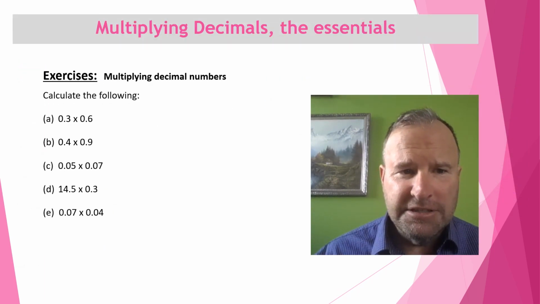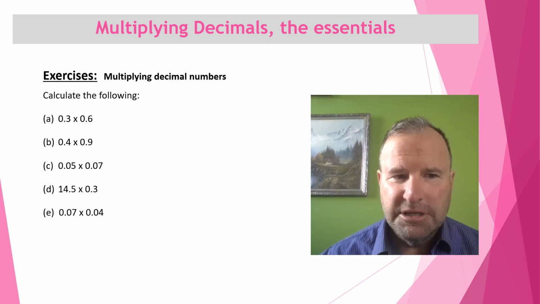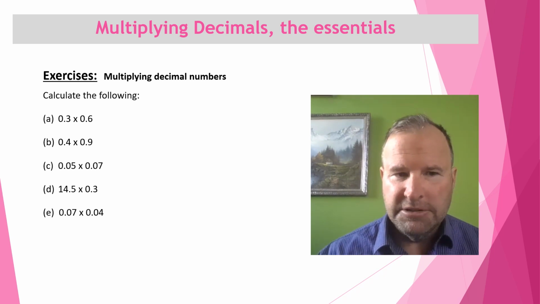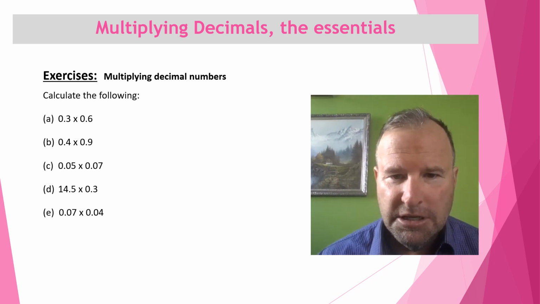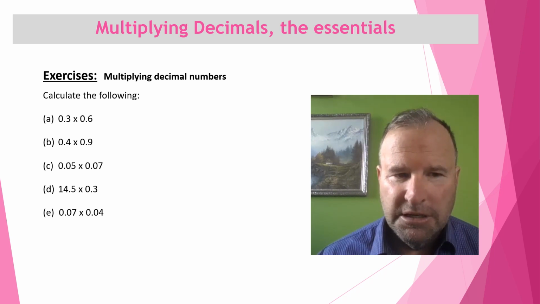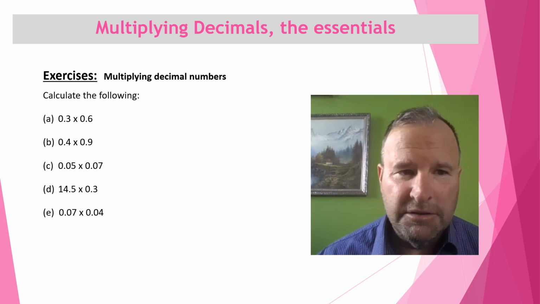Okay, here are the exercises I'd like you to do. Calculate the following: A, 0.3 times 0.6; B, 0.4 times 9; C, 0.05 times 0.07; D, 14.5 times 0.3; and E, 0.07 times 0.04. So give yourself 5 minutes to do those before you have a look at the answers and how they're worked out. So pause this video at this stage, have a go at the questions, and then have a look at the answers.